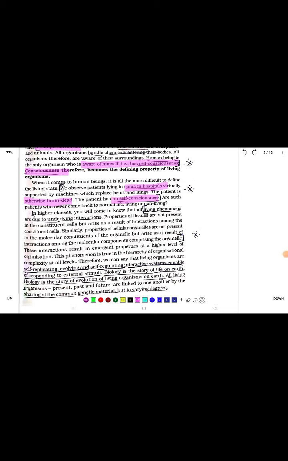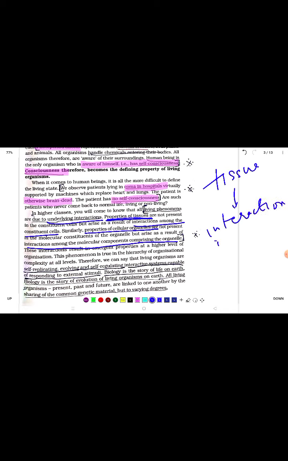Living phenomena are due to underlying interactions. The properties of tissue are because of interaction among the constituent cells. In the similar way, the properties of the cellular organelles are because of the interaction among the molecular components comprising the organelle. Tissue means the property of tissue is because of the interaction of the constituent cells.